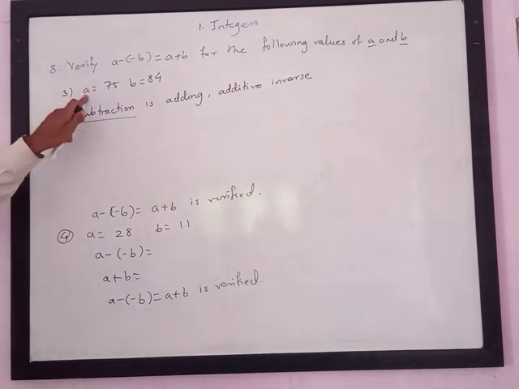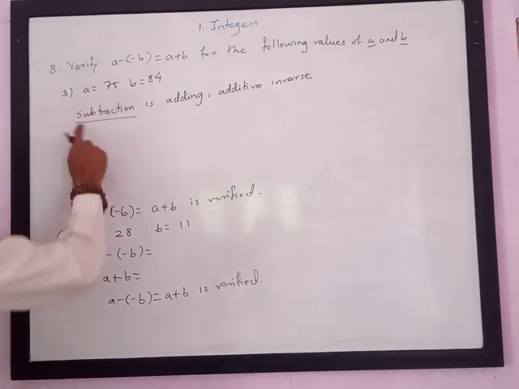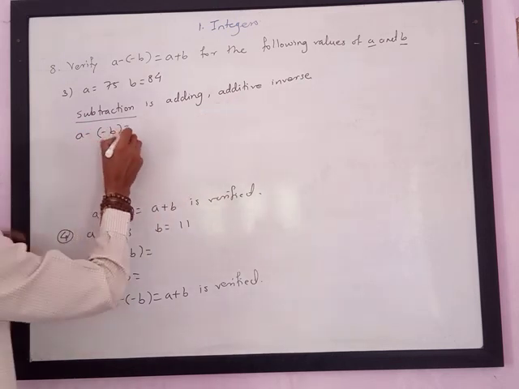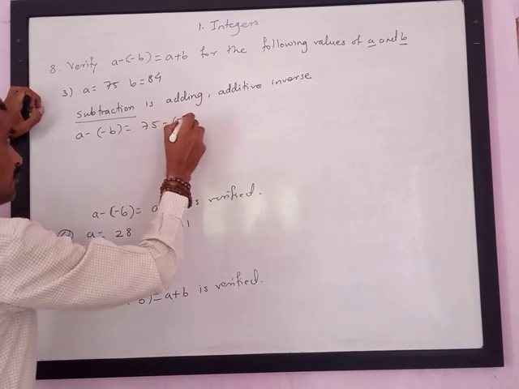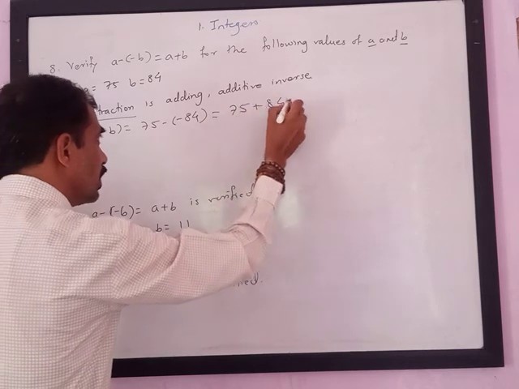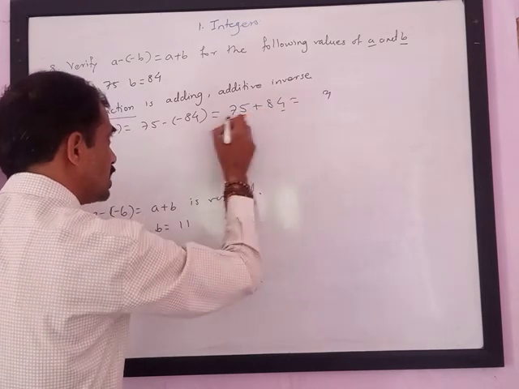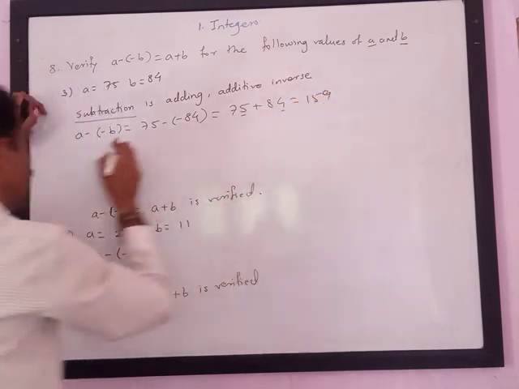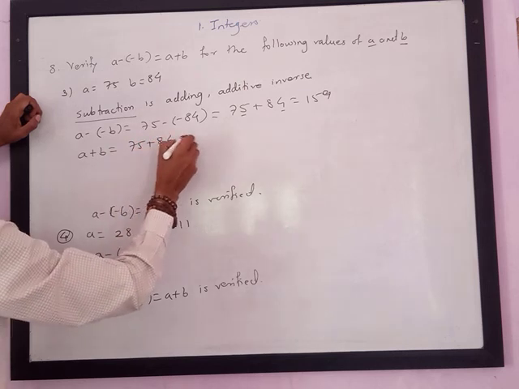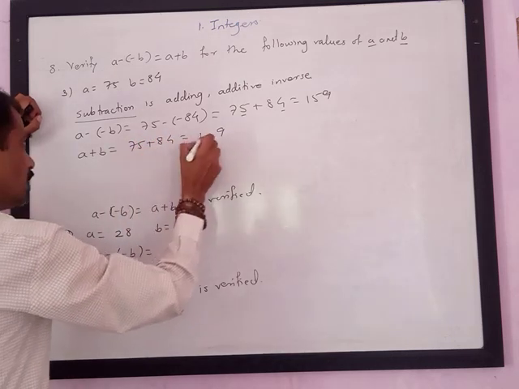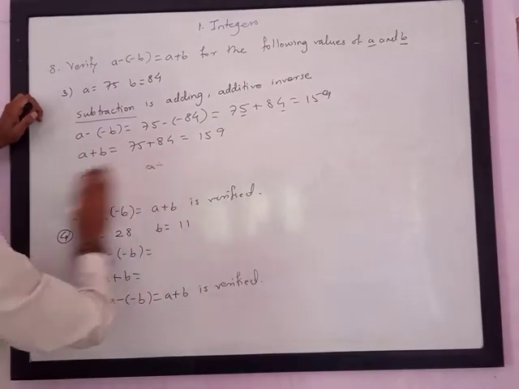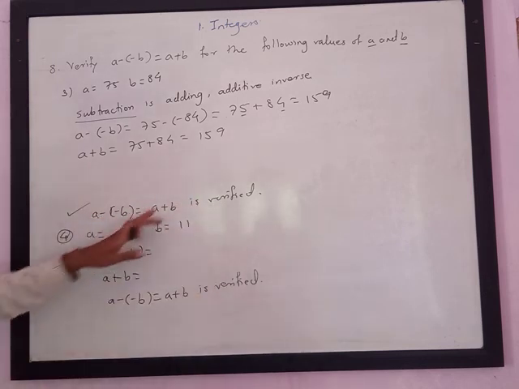Third question is a is equal to 75 and b is equal to 84. We know subtraction is adding additive inverse. So a minus (minus b) is equal to 75 minus (negative 84). So this is equal to 75 plus 84. It means this is equal to 9, and 7 plus 8 is 15, so 159. Next is a plus b. Let us check. A plus b is equal to 75 plus 84. Again we will get 5 plus 4, 9, 7 plus 8, 15. It means a minus (minus b) is equal to a plus b is verified.